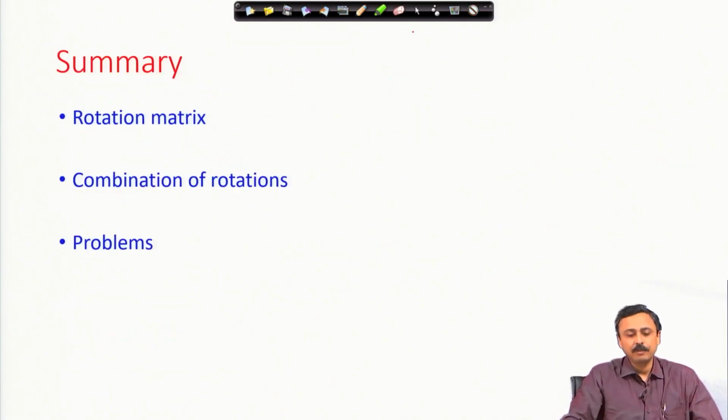So, to summarize, we have looked at the rotation matrix and their combinations, two types of combinations: rotation about the new frames every step, then all the individual rotation matrices are post multiplied to find the compound rotation matrix. If it is rotation always about the old axis, then it is pre multiplied, and we have looked at some problems. With that, I will close this lecture.